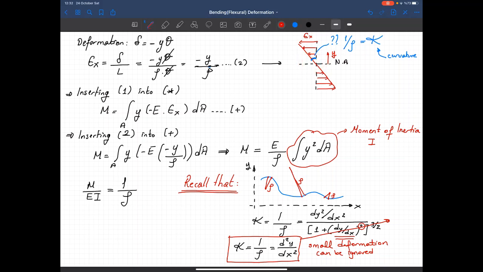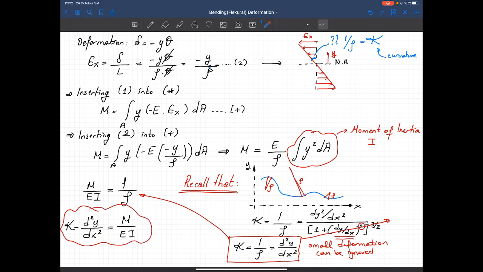Now all I need to do is to put this equation into this one, and as a final case I obtain the relationship d square y divided by dx square is equal to M over EI, and that's also equal to curvature. And this is the relationship that I am looking for. This is the internal force that creates bending deformation, which is moment. And that's the corresponding deformation, which is the curvature.